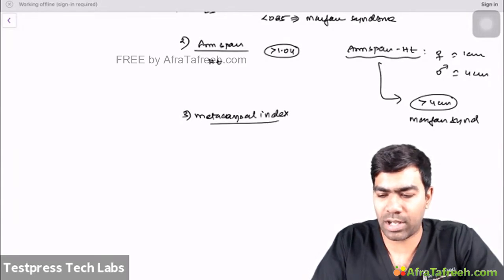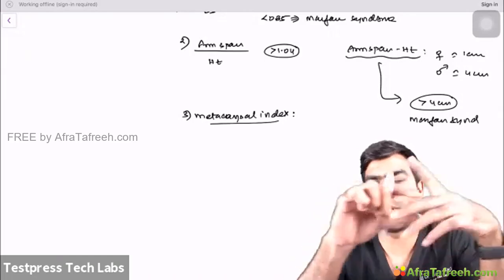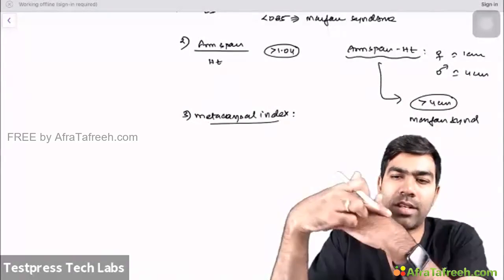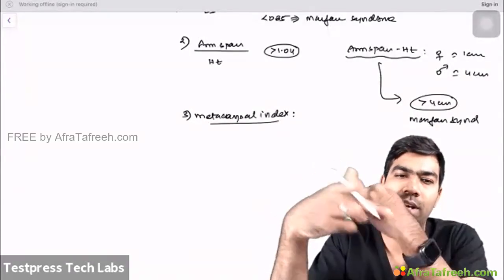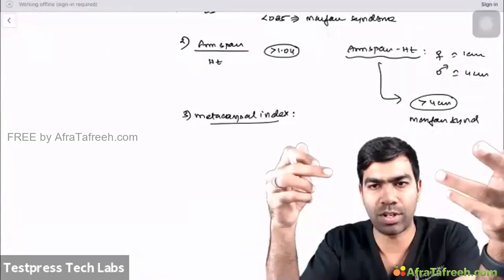We have something called a metacarpal index. As far as the metacarpal index is concerned, we take the length of all the metacarpals. We have the metacarpals here in the X-ray. So we take the length of all the metacarpals and we are going to divide it by the width of all metacarpals. That's what we're going to do.